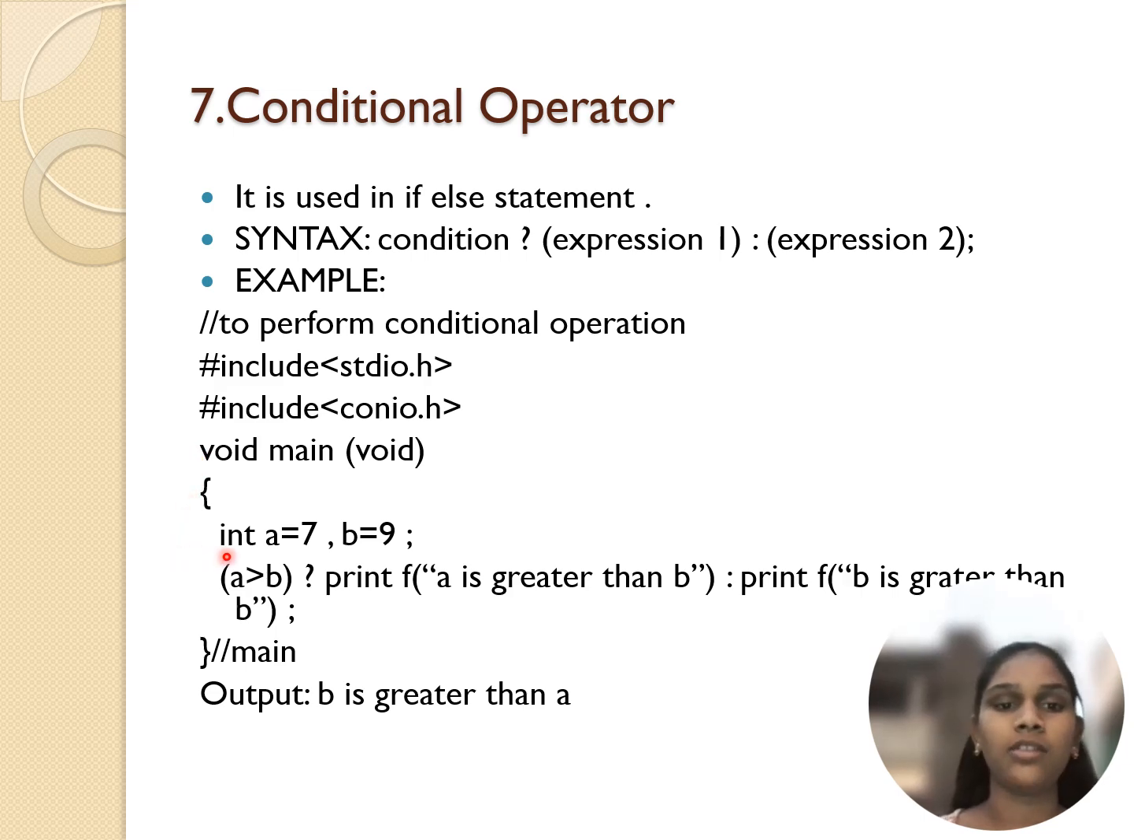First we should initialize two variables: a = 7 and b = 9. Then the condition will be a greater than b. And the next statement will be printf a is greater than b, or else printf b is greater than a. The main section closes here.